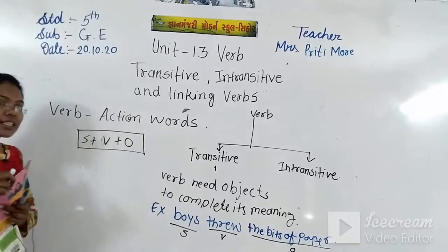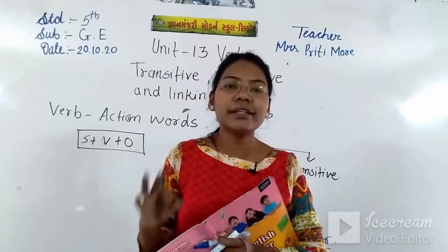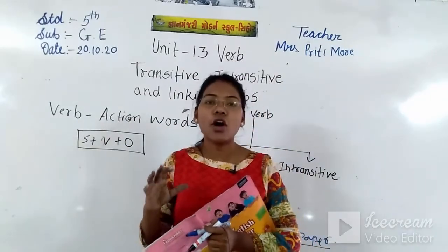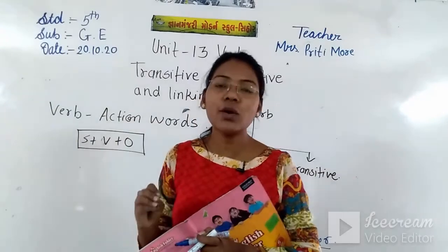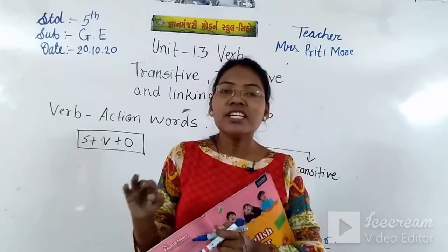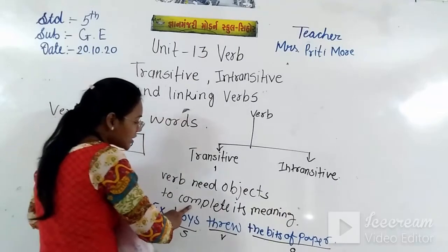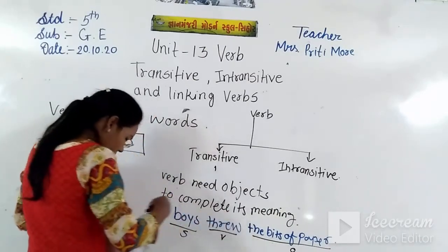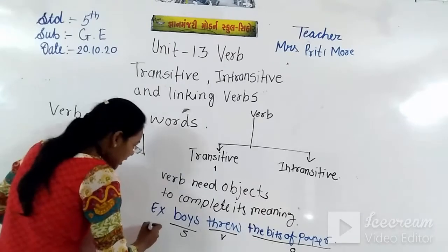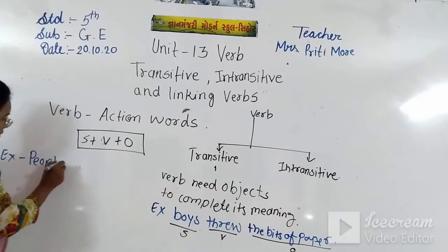So that's why the transitive verb needs an object to complete its meaning, then only it looks completed. If we are not writing the object with the transitive verb, it looks incomplete. For making the sentence complete, we need an object. Now, the next example of the same type: people fly. Do you think this sentence is completed?